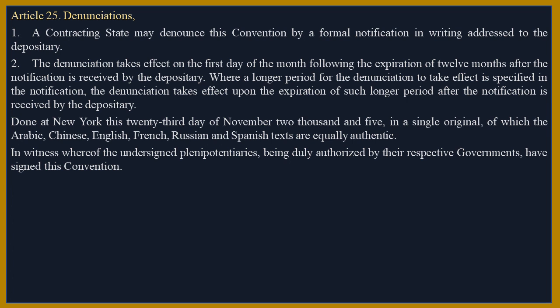Article 25. Denunciations. 1. A contracting state may denounce this convention by a formal notification in writing addressed to the depository. 2. The denunciation takes effect on the first day of the month following the expiration of 12 months after the notification is received by the depository. Where a longer period for the denunciation to take effect is specified in the notification, the denunciation takes effect upon the expiration of such longer period after the notification is received by the depository.